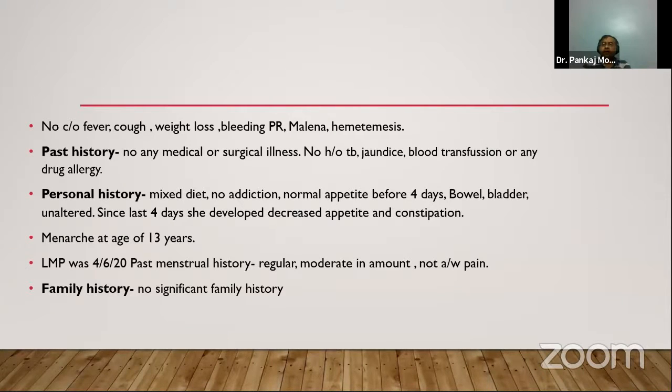Siddharth, this is not a case presentation. There is no need for all this past, personal, family history. It is not required. Only tell us the salient points. This is not a master class.